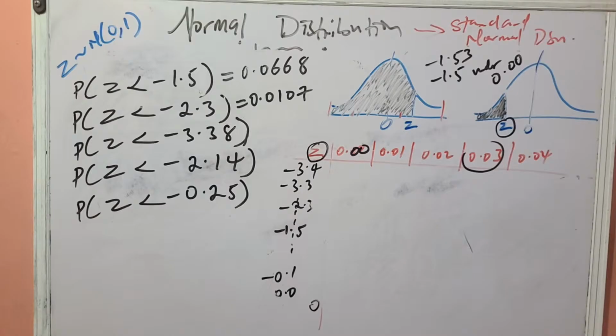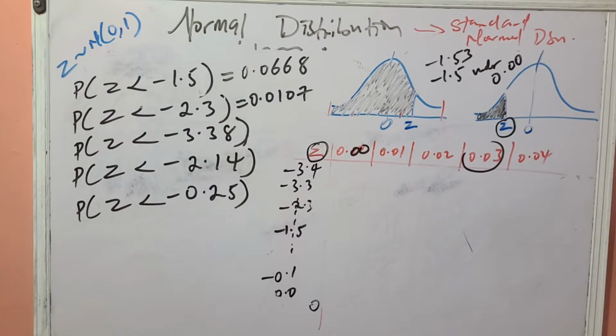For somebody asking about if you have a value in 3 decimal places, what you have to do when using this table is to approximate up to 2 decimal places, because your table only works for 2 decimal place values.